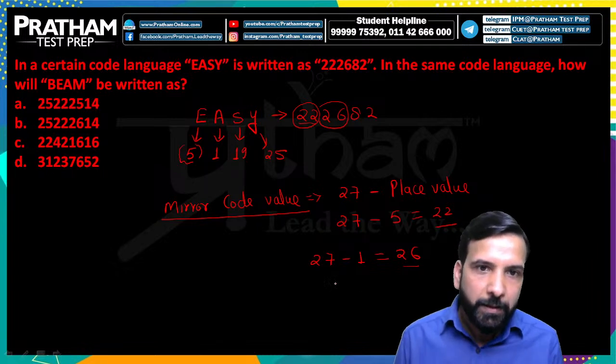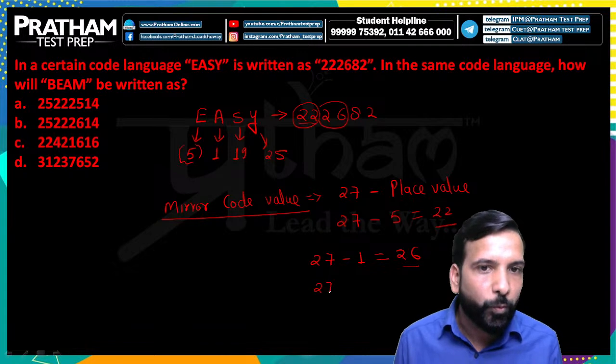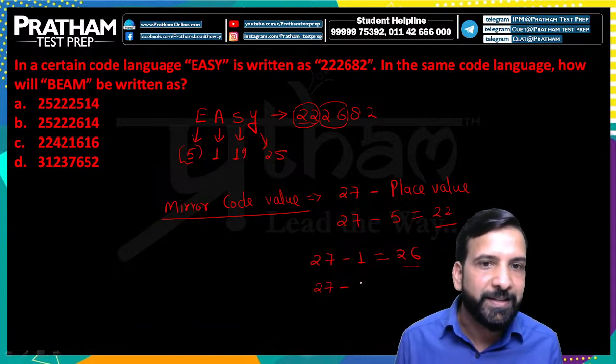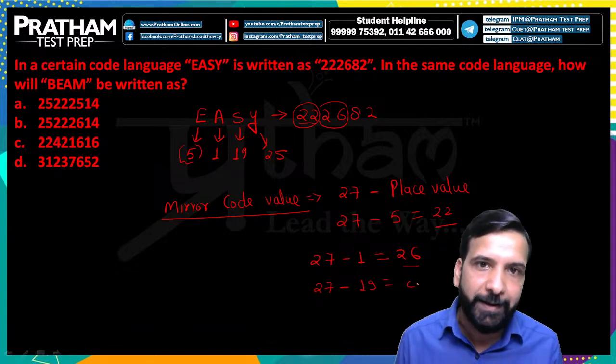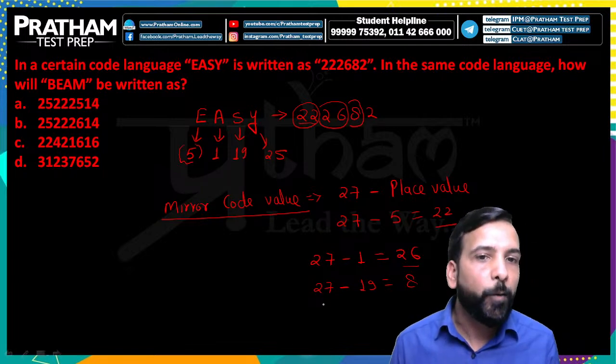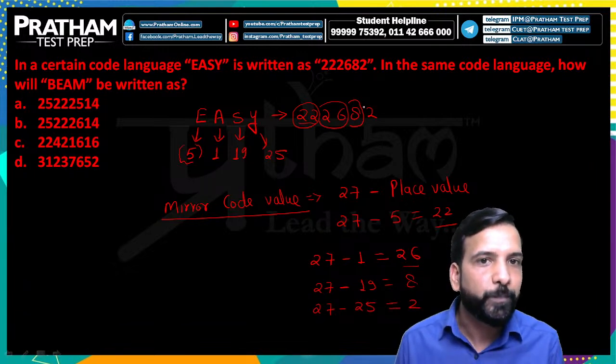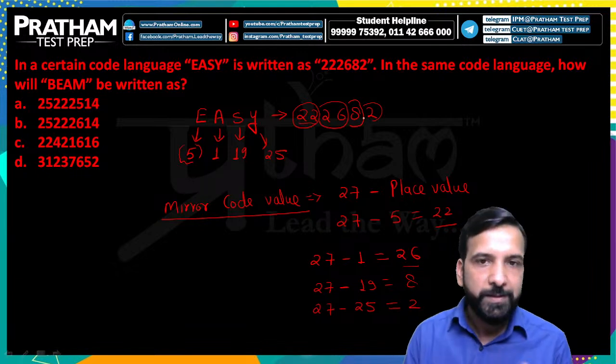Now S. What is place value of S? Place value of S is 19. So what is its mirror code value? 27 minus 19, that is 8. Excellent. Perfect. ये भी match हो गया. Now last Y. What is mirror code value of Y? 27 minus Y's place value, that is 2. Perfect. So this is the logic here.